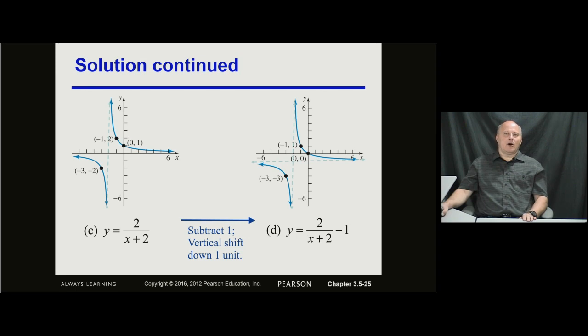So the domain is all real numbers except for -2, because it can't cross that dotted vertical line. And so it's all real numbers except for -2, and the range is all real numbers except for -1, because that's the y-coordinates.